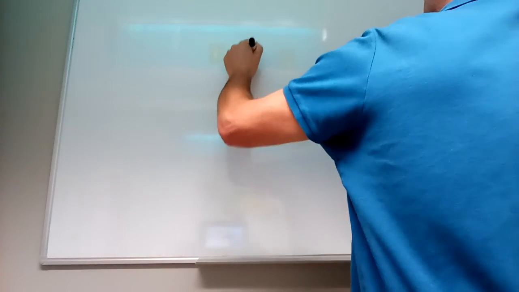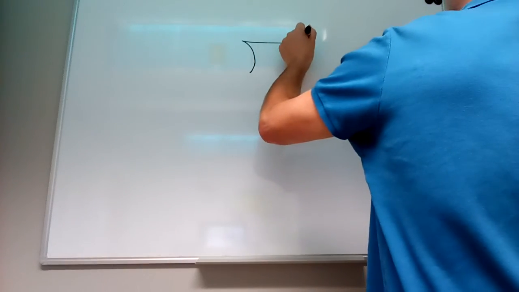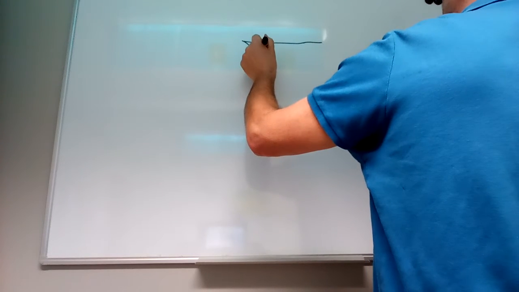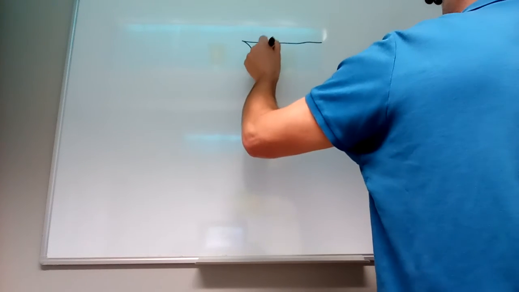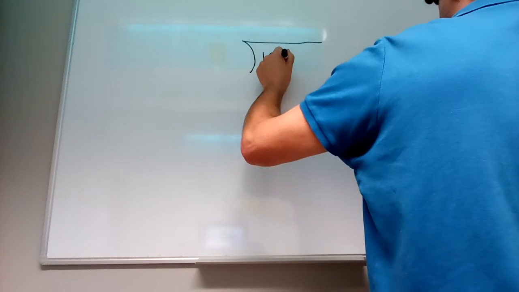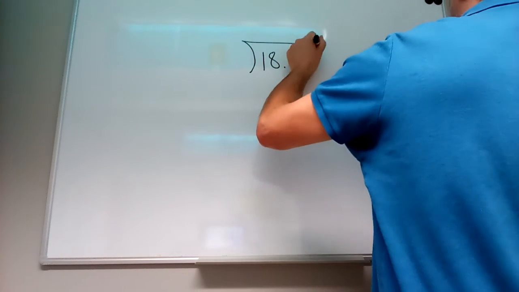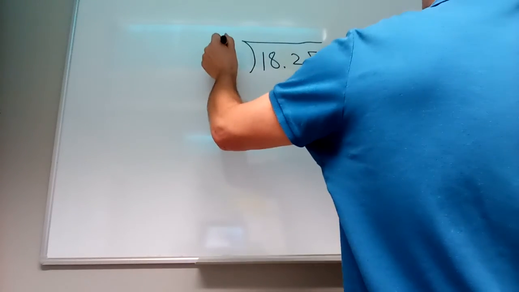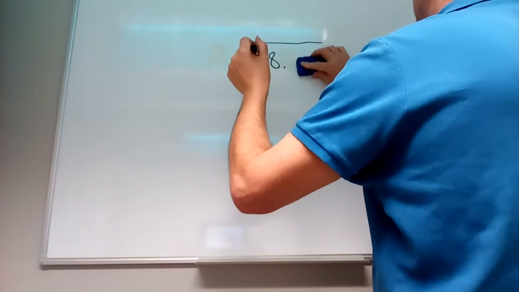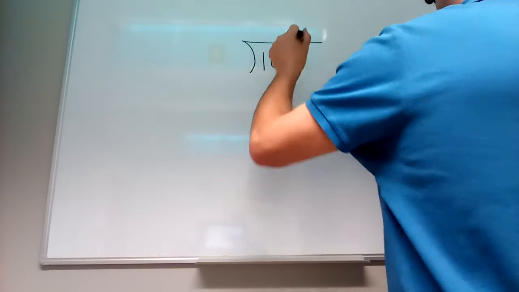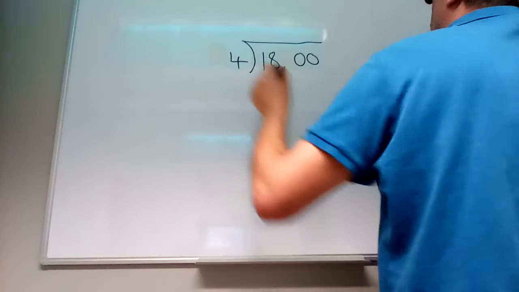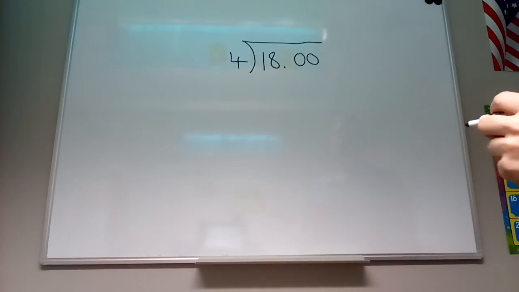Let's do one more. Let's say there's 4 friends and you're going to buy 2 pizzas and it comes up to be $18.25. Okay? And we're going to divide that. Oh, let's make it, see if it'll come out. Let's make $18 even. And divide that by 4, and see what we can come up with.